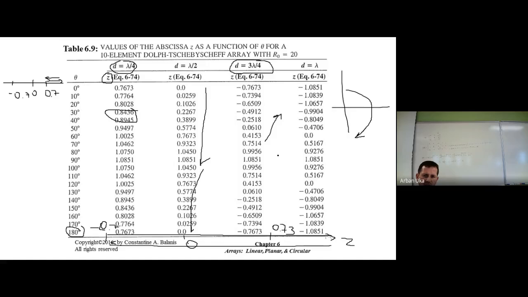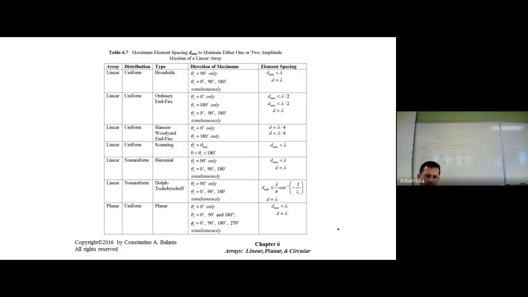So here we see an increase, and then here we see a decrease. And here we see that when the antennas are placed at a distance of lambda from each other, the values of z, where the Chebyshev polynomial will be evaluated, will increase continuously to a maximum value, and then will decrease.